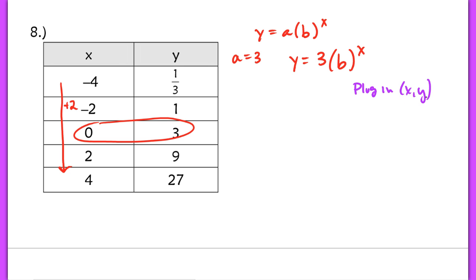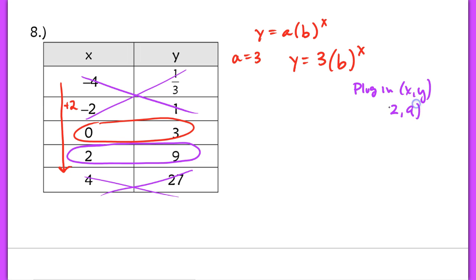Okay. Now when choosing that xy pair, remember, don't use the negative values, they just make it a little bit trickier. Instead of using the largest value, I'm going to use the smallest value I possibly can, which is this point 2, 9. So I'm going to use 2, 9 and go ahead and plug that in. So I end up with the equation 9 equals 3 times b to the 2nd power. So I'm going to erase those parentheses now and write that as just b squared. So this is a pretty easy equation to solve. I end up with 3 equaling b squared.